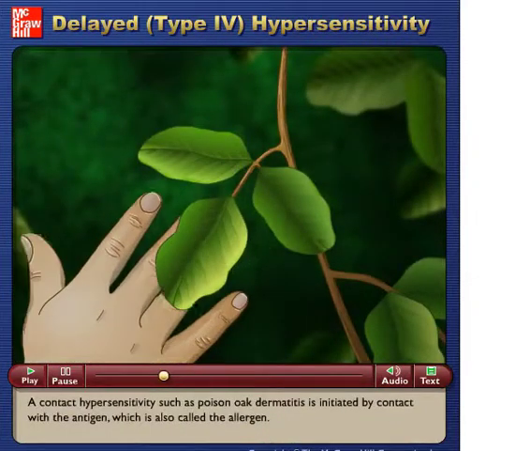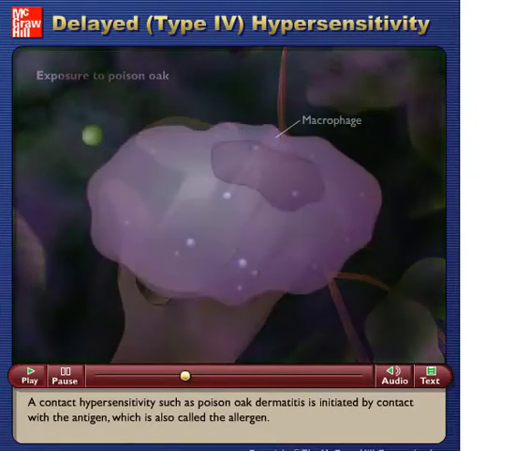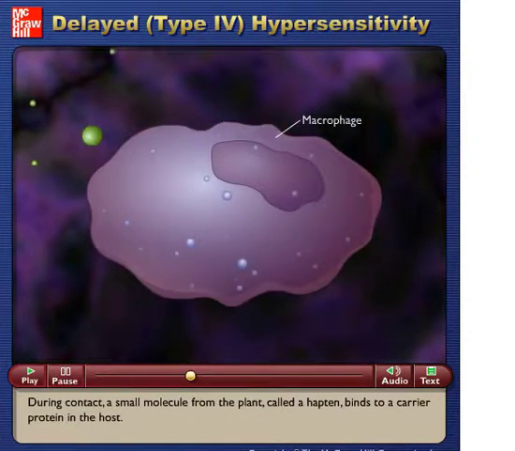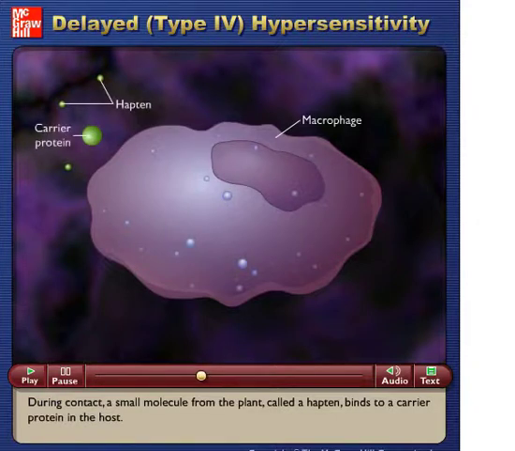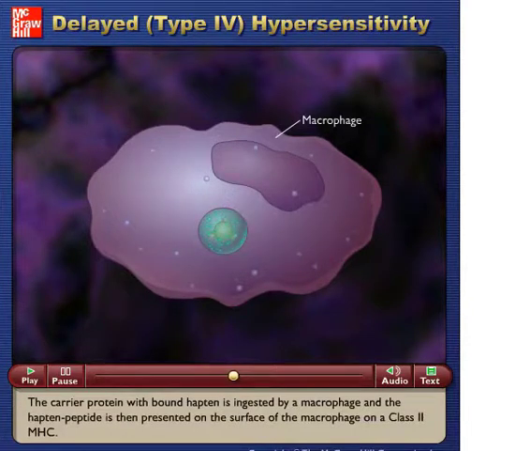A contact hypersensitivity, such as poison oak dermatitis, is initiated by contact with the antigen, which is also called the allergen. During contact, a small molecule from the plant, called a hapten, binds to a carrier protein in the host. The carrier protein with bound hapten is ingested by a macrophage, and the hapten peptide is then presented on the surface of the macrophage on a class II MHC.